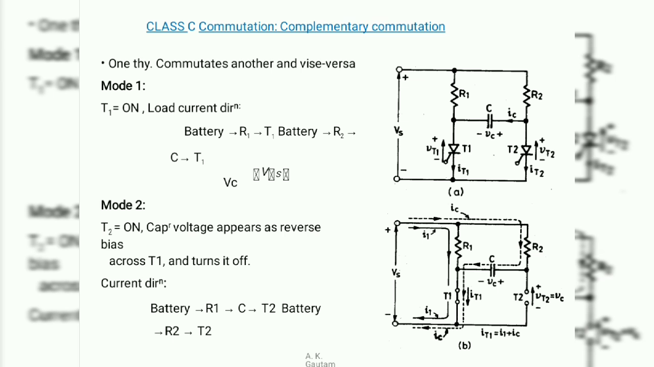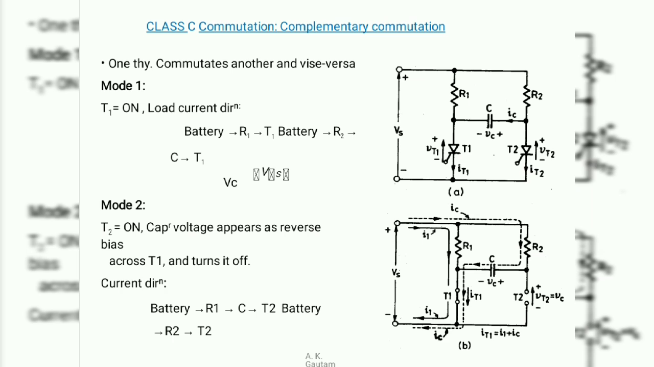Next, mode 2: thyristor T2 is on, meaning proper gate voltage is provided to T2, so T2 turns on. When T2 is on, the capacitor voltage appears as the reverse voltage across T1 and turns it off.